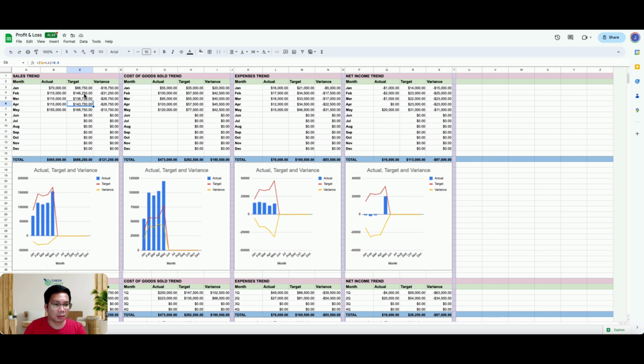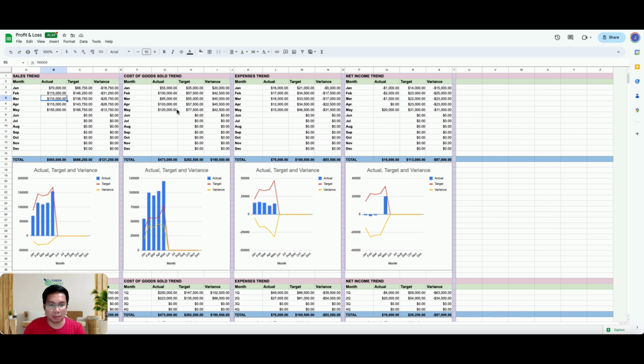We can set target amounts so we can benchmark the performance of your sales, cost of goods sold, expenses, and net income. So for example, if you have a target of 50% cost of goods sold and 30% operating expenses, then you will have a target of 20% net income. We can derive the target sales from that and compare it to the actual sales.